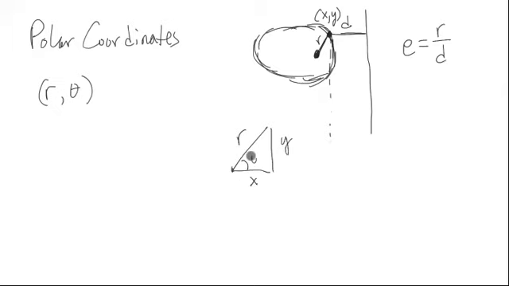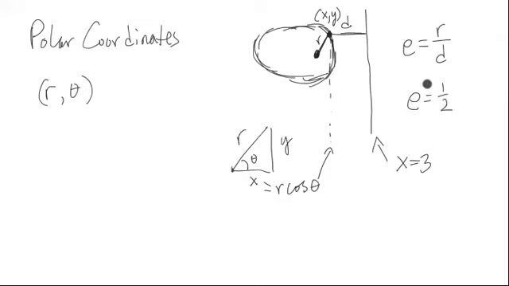This is theta. X is going to be R times cosine theta, because if R were 1, this would be cosine, this would be sine, but multiply everything by R. So R cosine theta. So this X coordinate's at R cosine theta. And let's just give an example. Let's suppose this line is X equals 3, which is to the right of the origin. Let's also, in this example, suppose that E is equal to 1/2.